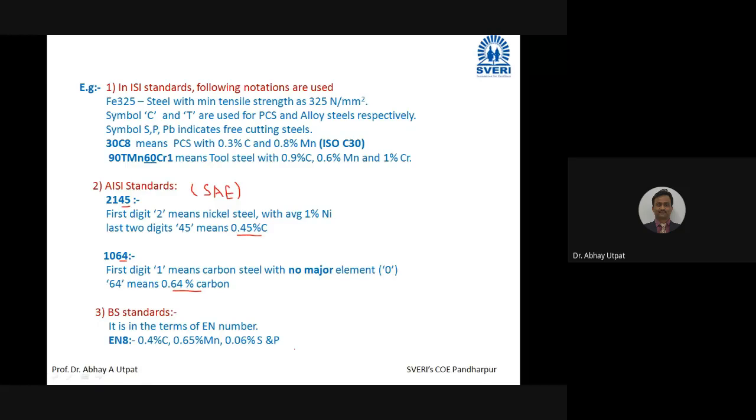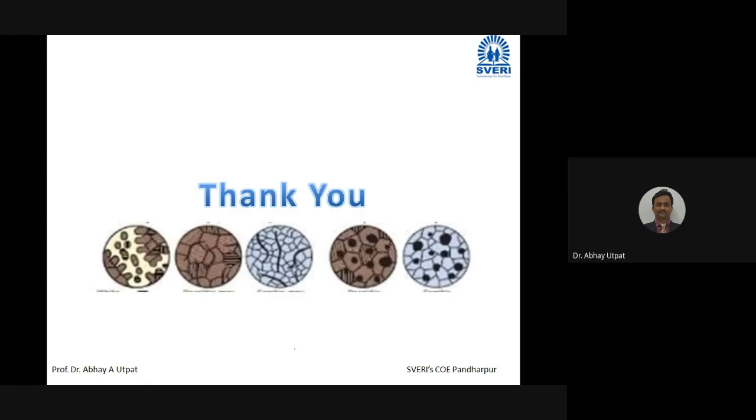Okay. Thank you. Please study whatever notes I have given on the drive. You can download them and start studying. In tomorrow's class, we are going to start the same chapter, part B, that is cast iron. Here steels are covered. The remaining end part of the chapter is cast irons.